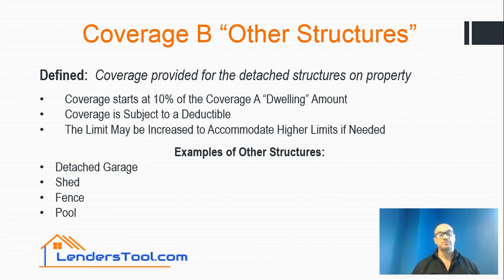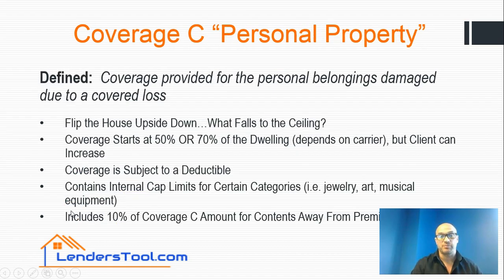You'll find that it is subject to deductible, and the limits can be increased to accommodate the higher limits. But again, it's going to be a built-in 10% of the dwelling amount. So if your dwelling is $400,000, then you would have a built-in coverage amount of 10% of that, $40,000. So again, detached structures, sheds, pools, fences, just to give you some examples.